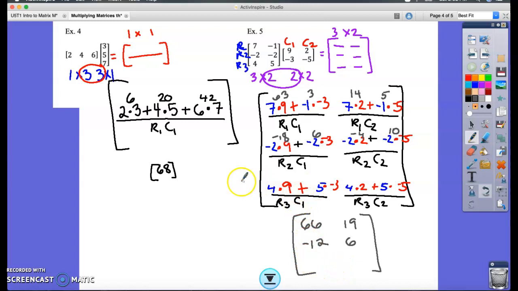Multiply, then add. 4 times 9 is 36. And 5 times -3 is -15. When I add those together, I get 21. And finally, 4 times 2 is 8. 5 times -5 is -25. When I add those up, I get -17. There we go.